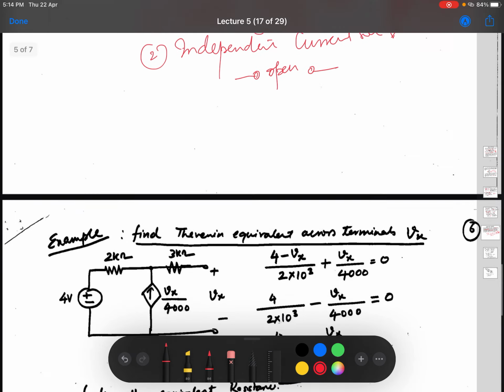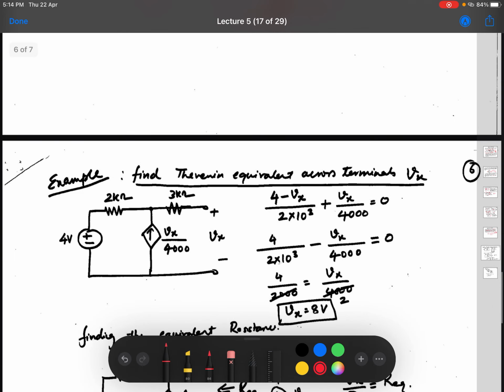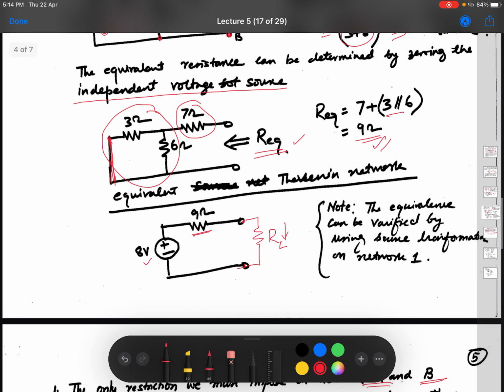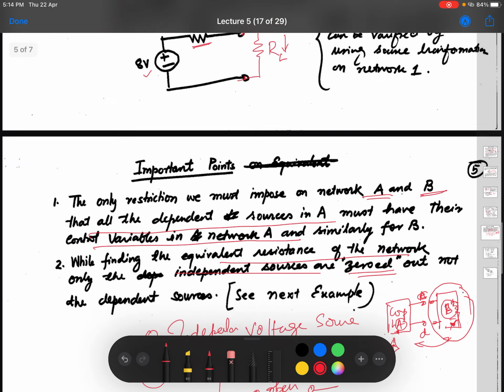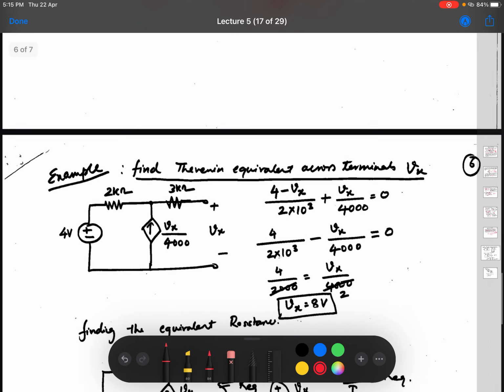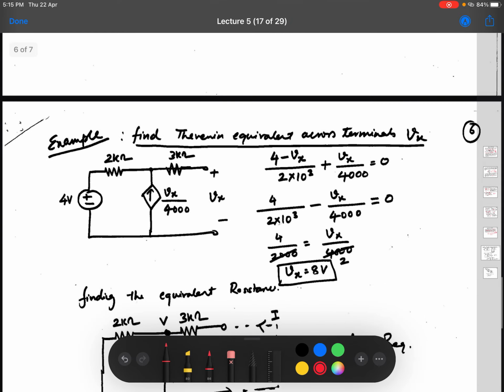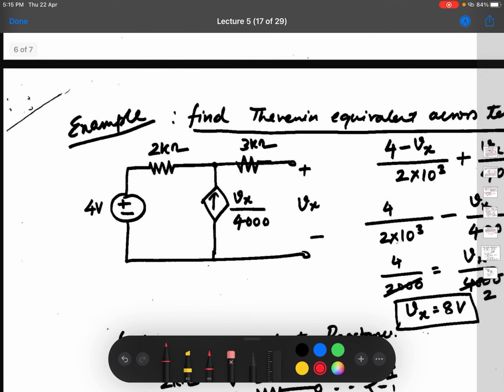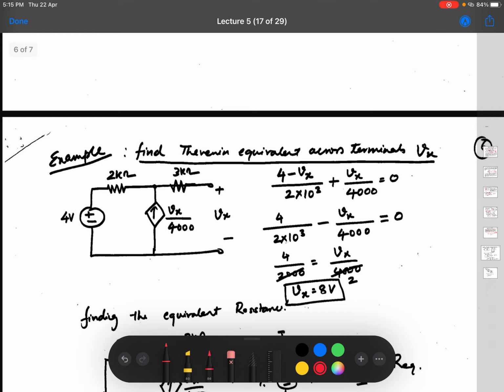Now let us take an example. We have already solved a small example to understand the concept, but here we will take a slightly more complicated example. If you see this network, we are interested in finding the Thevenin equivalent across terminal Vx. That is, you can say A and B, and Vx is the voltage there. Our idea is to get the Thevenin equivalent across this terminal, A and B if you want.